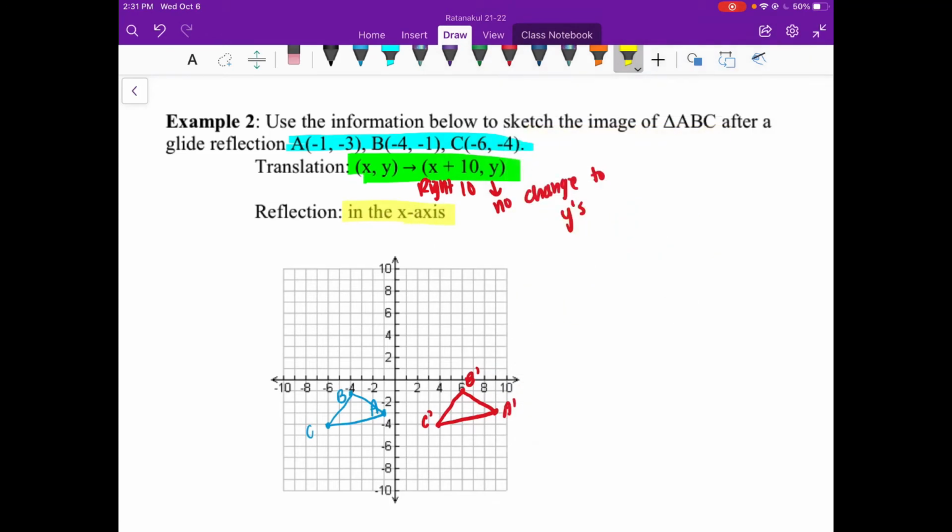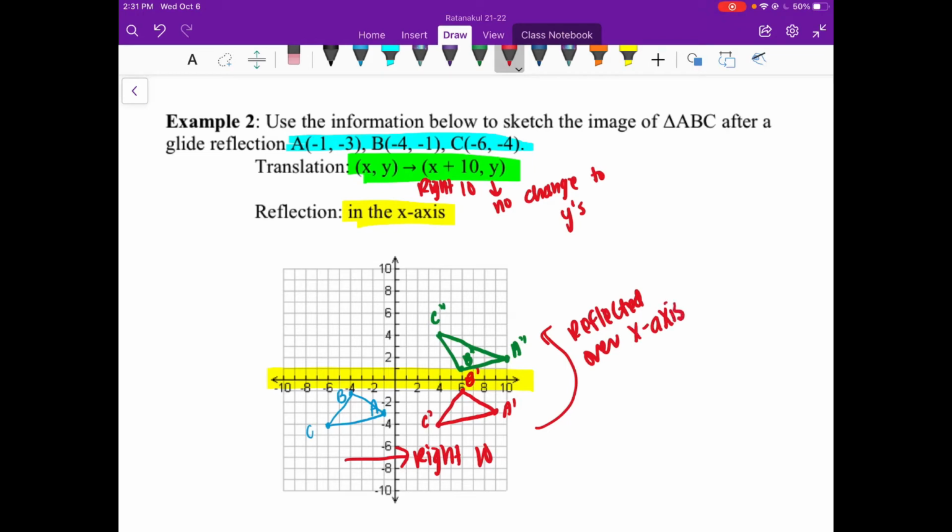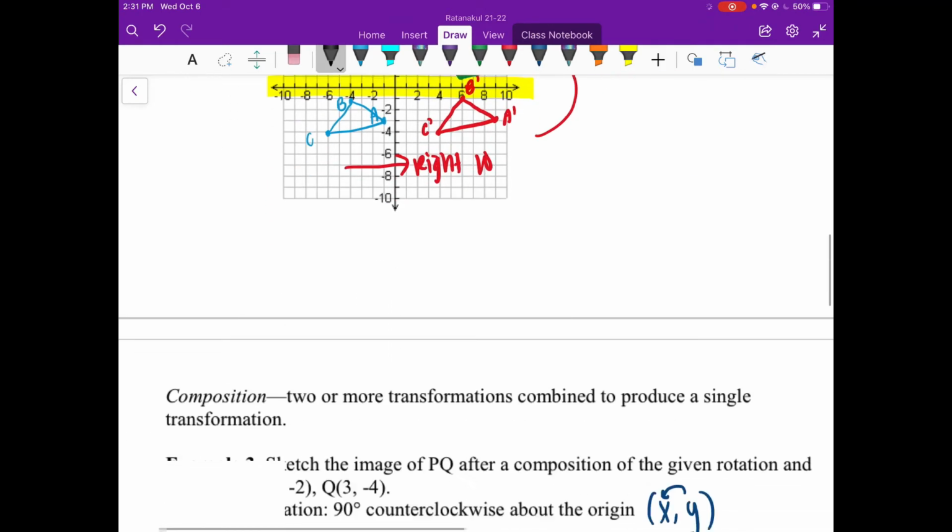And now we want to reflect in the x-axis. Again, I'm going to highlight our x-axis and we want to flip it across this yellow line. And now we're going to label double prime. So our final image should look something like this in green. Again, just a recap, we first went right 10, and then we reflected over the x-axis. It's super important that you go in the order of translation first and then reflection.